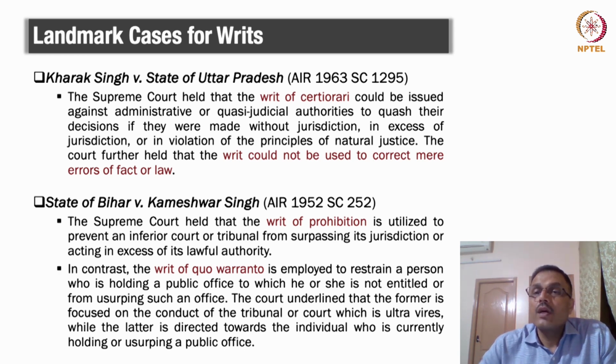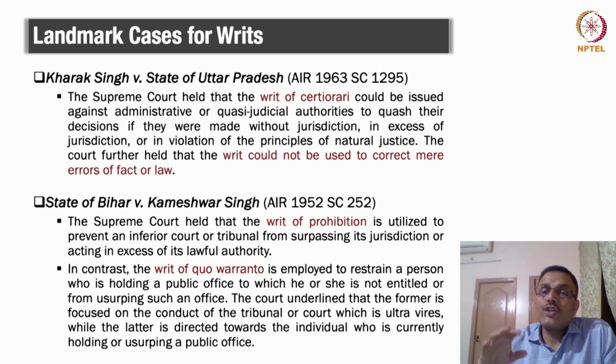Of course, if you look at some landmark cases on writs, you will notice that, for example, the writ of certiorari was issued in the Kharak Singh versus State of Uttar Pradesh case. It's a 1963 judgment of the court. It's actually a very important case, which also speaks about the right to privacy. Because in certain cases you will notice that the courts have intervened in matters where there have been errors of fact that they might have committed, or they might have exceeded their jurisdiction, or they might not have followed the principles of natural justice.